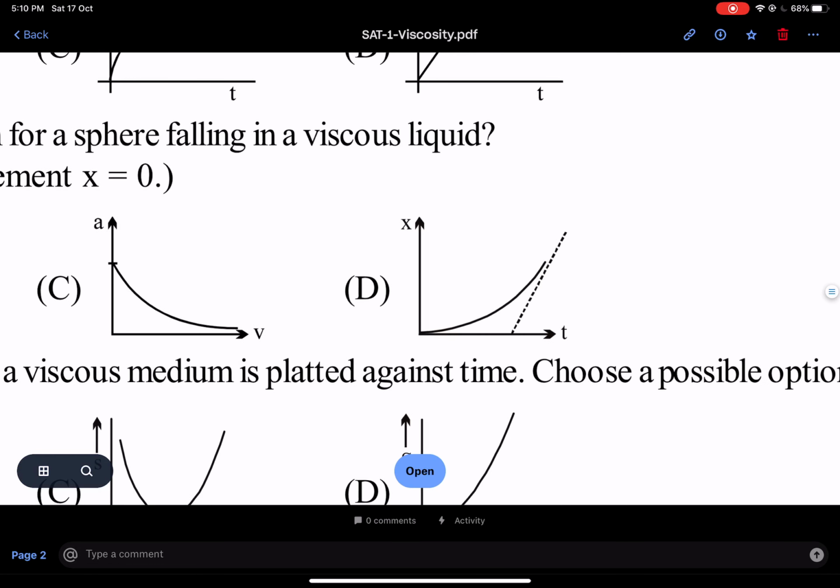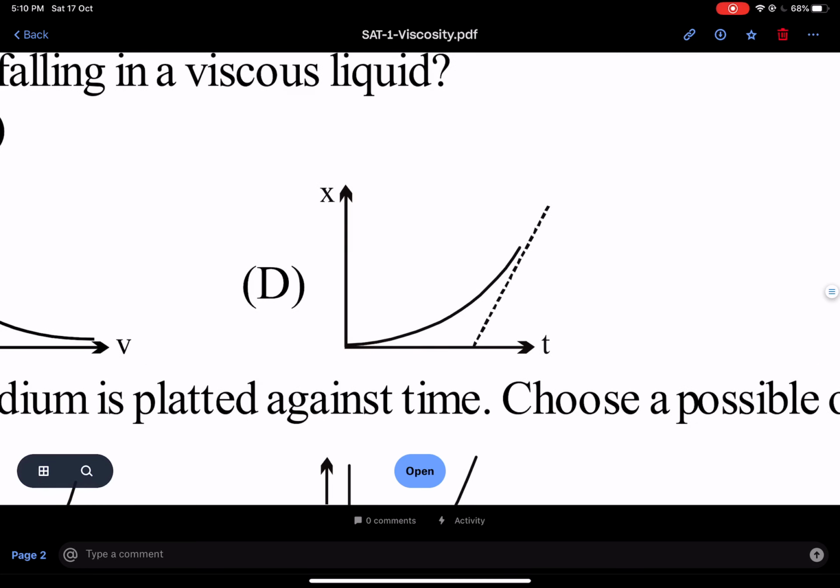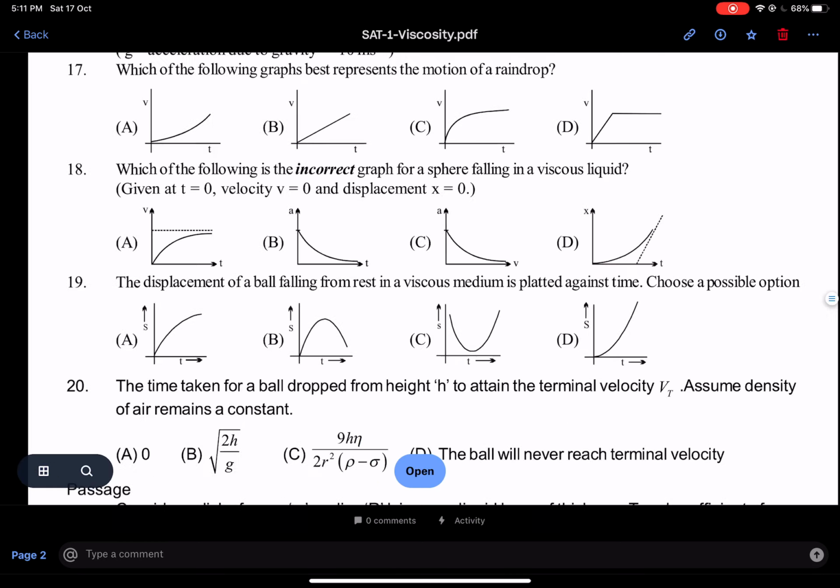As far as D is considered, initially the rate at which x is increasing is less, but as time keeps increasing, the velocity keeps increasing. So the slope of the x-t curve keeps increasing, but a time will come when velocity becomes constant. Velocity becoming constant means the slope of the x-t graph becomes constant, and that happens in the case of this asymptote. So option D is correct.